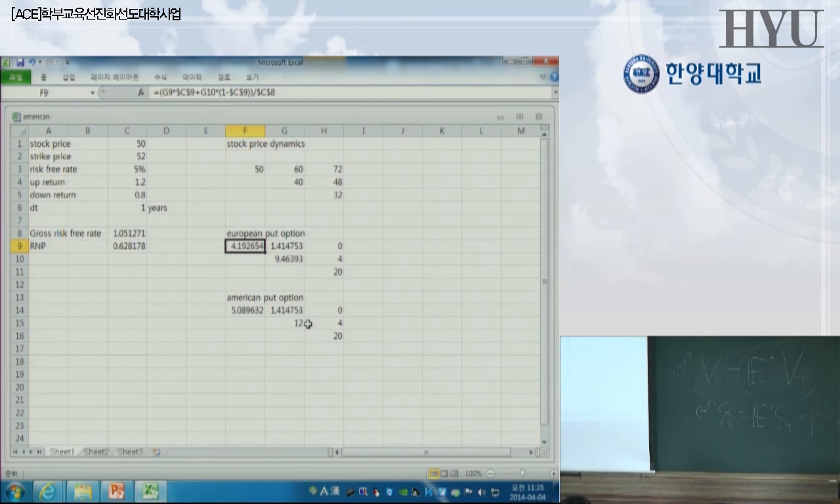But if the American option is more valuable than the European option, it means that there is at least one state in which we actually exercise the option in the middle. And this is higher than this one, which means that the option is exercised somewhere in the middle. And clearly this one is higher than this one, so the option is exercised at this point, because at this point we have a higher value of the American option.